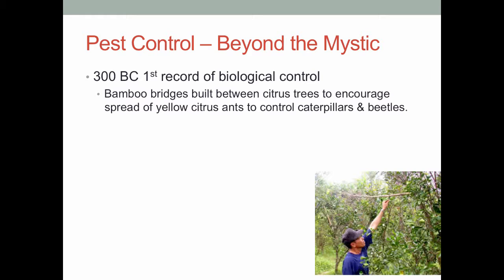And what the Chinese figured out was if they took bamboo splints and tied them to the branches between the trees, they would create little ant highways so that ants feeding on one tree could travel to all of their neighbor trees. So they could create a little web that basically traveled throughout their orchard so that a single colony could provide protection for several trees. And this is something that's still practiced in a lot of groves around China.